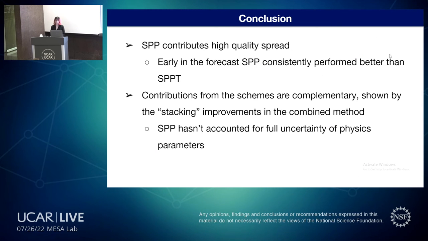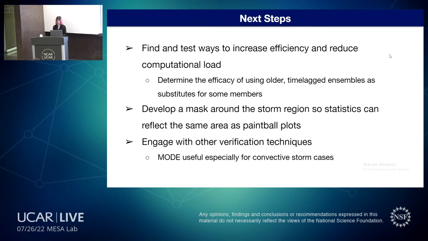There are a couple of conclusions that we can pull from this. The first is that SPP contributes high quality spread. Especially early in the forecast, it consistently performed better than SPPT. We observed this as well with the paintball plots. A couple of those storm events were predicted just a little bit better. In addition, we can see that the contributions from the schemes are complementary, and this is shown by the stacking improvements in the combined method. However, this does suggest that while SPP does have high quality spread, it hasn't accounted for the full uncertainty of all of the physics parameters.